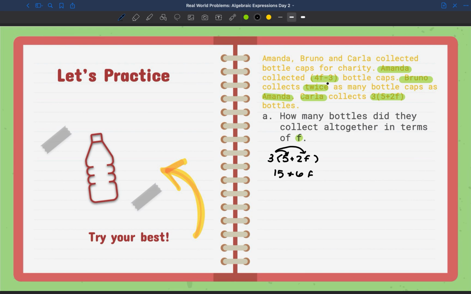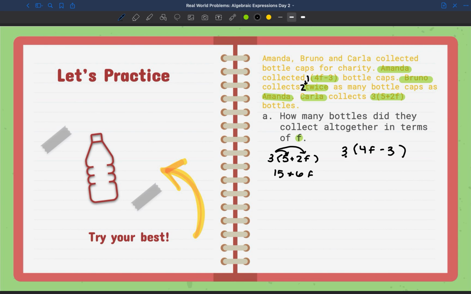And then we have to look at our next part. It said Amanda collected 4F minus 3 bottle caps. So that's how many Amanda collected. And then Bruno collected twice as many bottle caps. So what we have to do is multiply Amanda's by 3, because Amanda collected this amount and Bruno collected twice that amount. So when we add those together, we get 3.